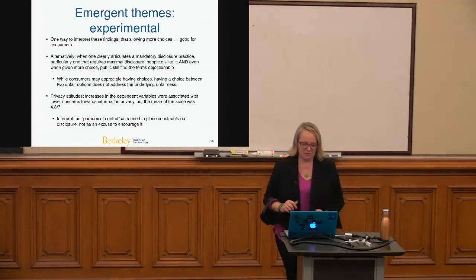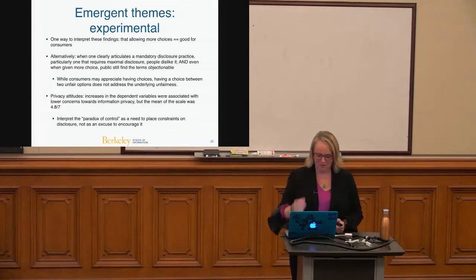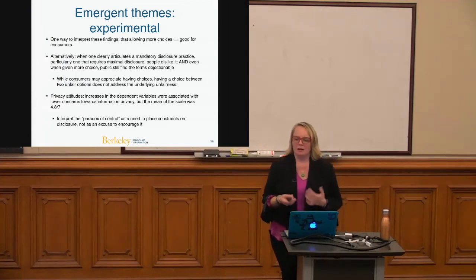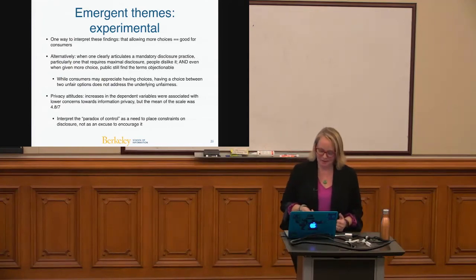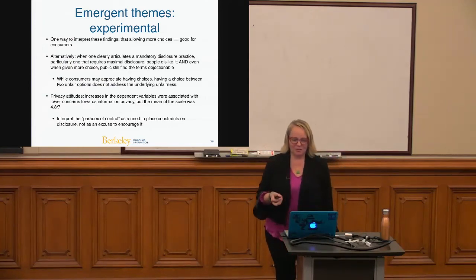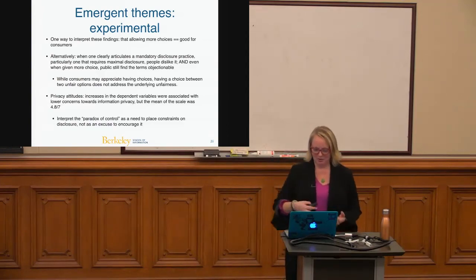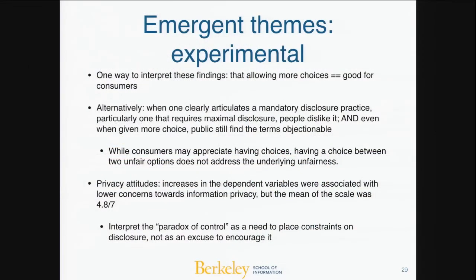Some of the emergent themes, some of the experimental work. So I think one way you could interpret these findings is that, if I just give people more choices, that's good for consumers, and they're going to disclose more. And so, if you follow the paradox of control kind of logic to the extreme, in order to encourage over-disclosure, you should give people as many options as possible. And that's similar to what I found here, which is I give you more power to negotiate. I'm going to find you more trustworthy. I think it's more fair. And I feel like I have more individual power, and I disclose more, or I'm willing to disclose more.